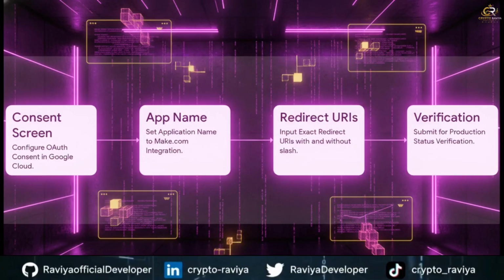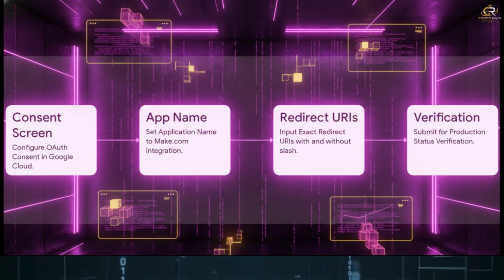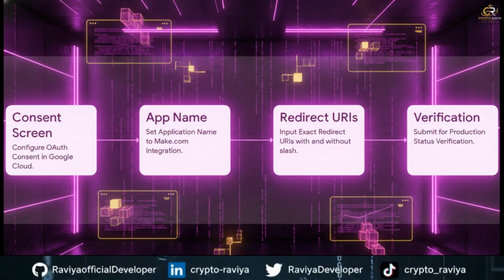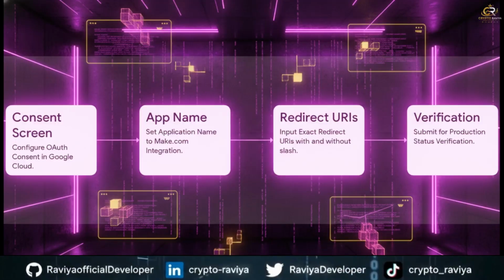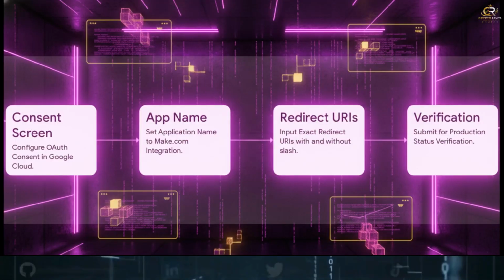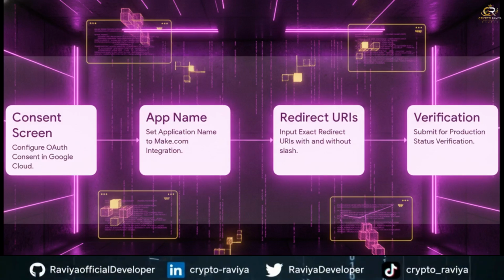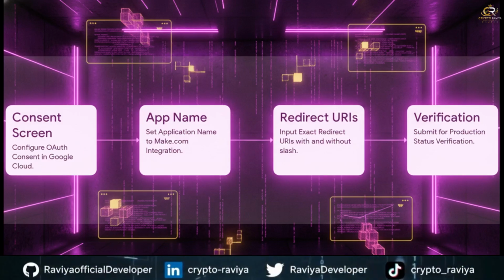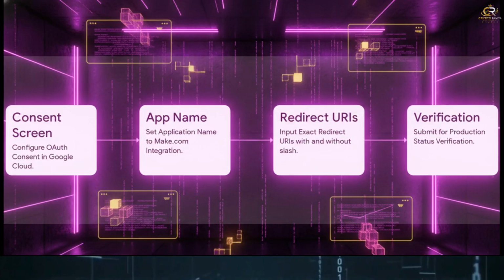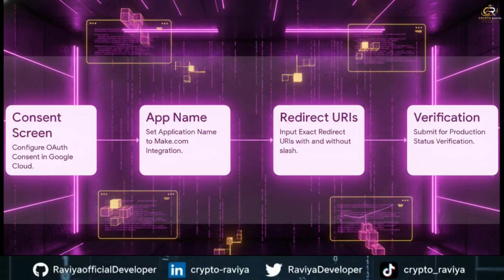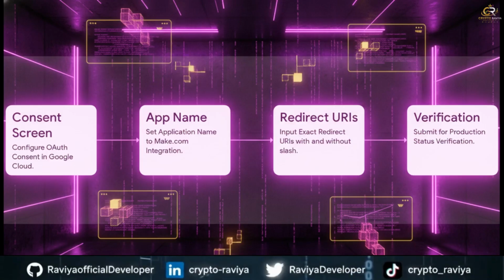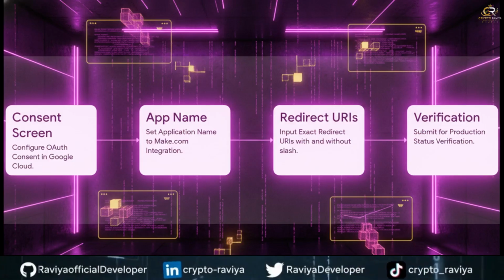First, you configure the OAuth consent screen. Then, set the application name to something like Make.com integration. Step 3, and listen up because this is where most people fail, you must input the exact redirect URIs provided by your automation platform, both with and without the trailing slash. Missing just one variation will literally cause the entire authentication to fail. Finally, submit it for production status verification so your tokens don't just expire every 7 days.